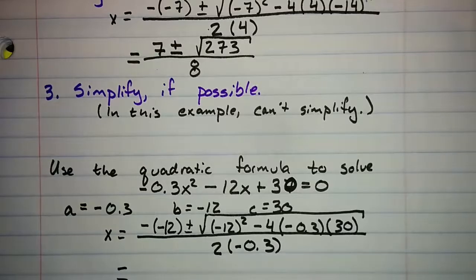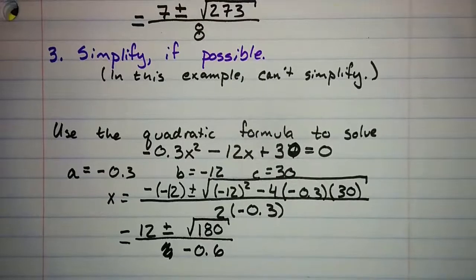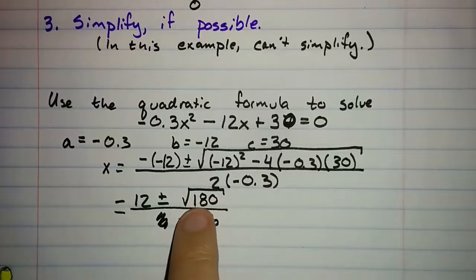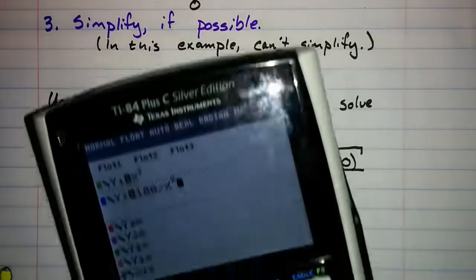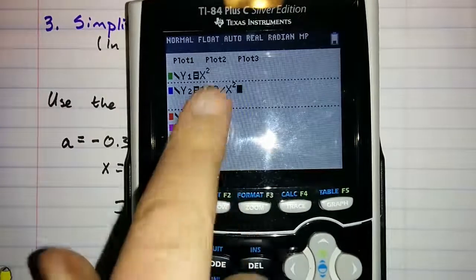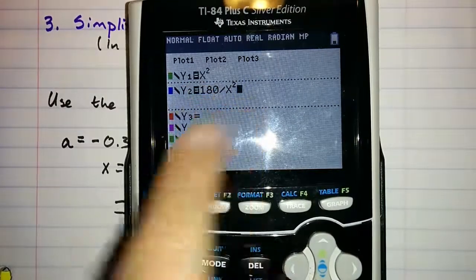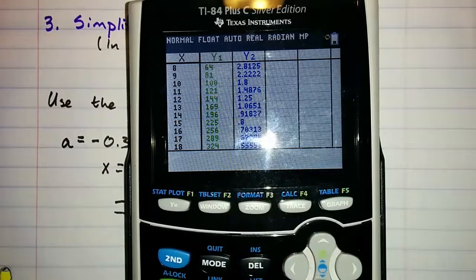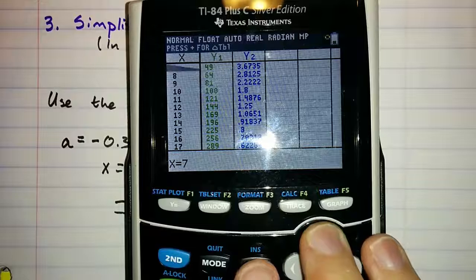Now I'm going to do arithmetic. 12 plus or minus the square root of 180 all over negative 0.6. I see that 180 is going to have at least 9 for a perfect square factor. I'd like to find the biggest perfect square factor. So again, I'm going to resort to my calculator's tables. Here I'll have all the perfect squares and 180 divided by all of the perfect squares.